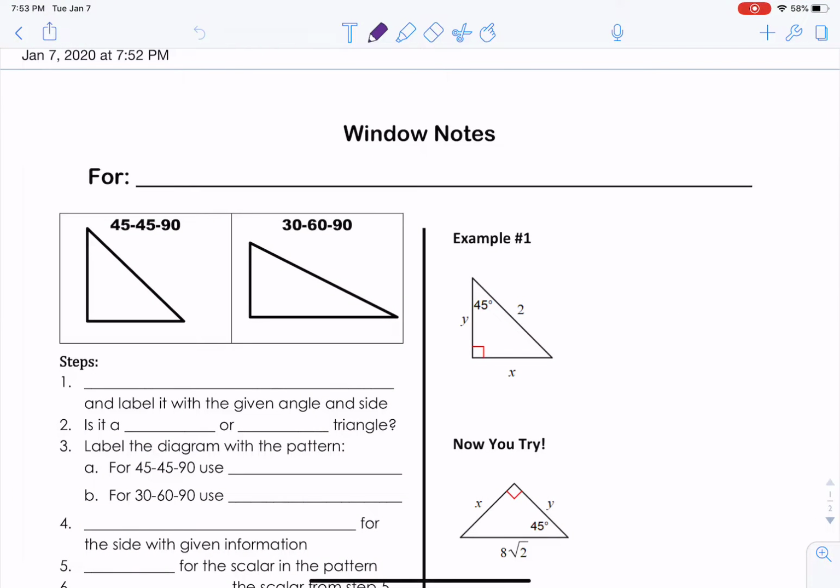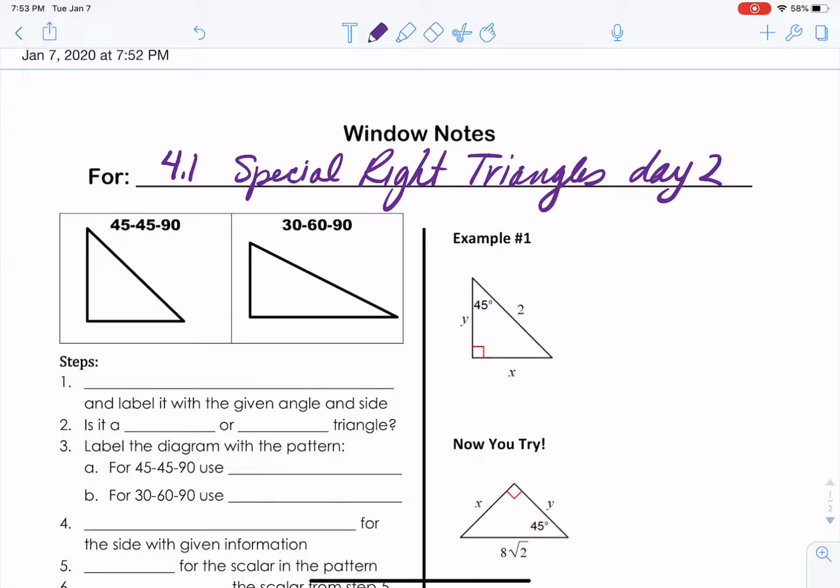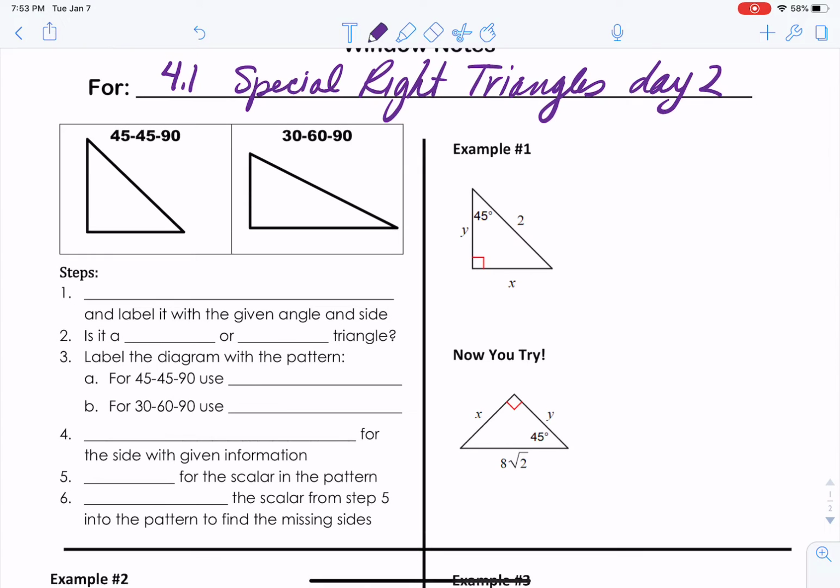Okay, these are the notes for section 4.1, special right triangles. Day 2. So yesterday we talked about the two special triangles, the 45, 45, 90, and the 30, 60, 90 triangles.